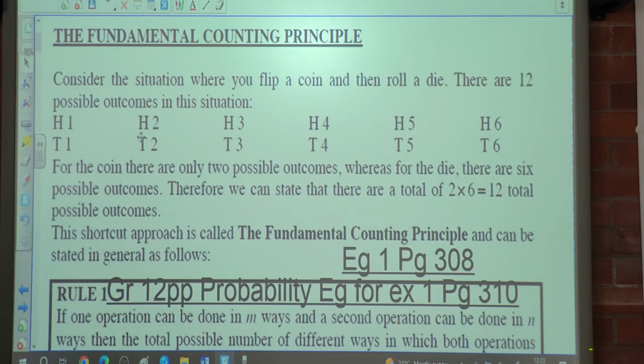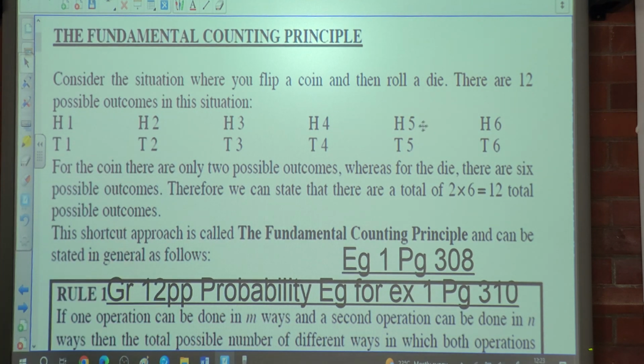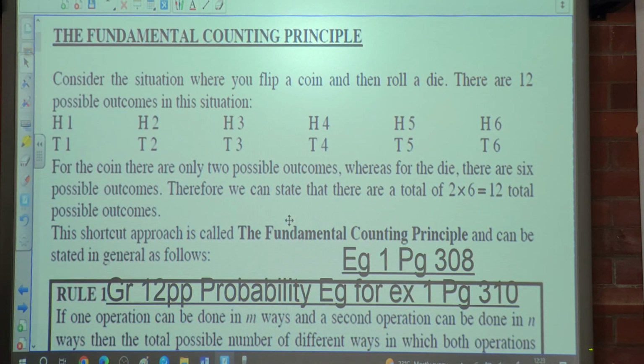So we are told to consider the situation where you flip a coin and then roll a die. There are 12 possible outcomes in the situation. You can get heads 1, 2, 3, 4, 5 and 6 and tails 1, 2, 3, 4, 5 and 6. For the coin there's only 2 possible outcomes, whereas for the die there are 6 possible outcomes. Thereafter we can state that there are a total of 2 times 6, which is 12 total possible outcomes.